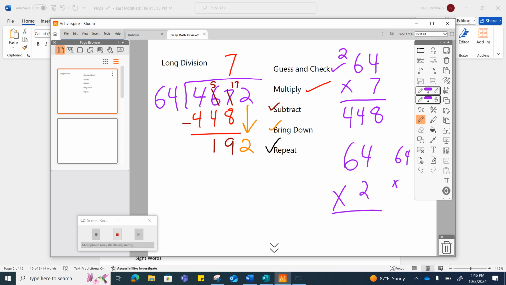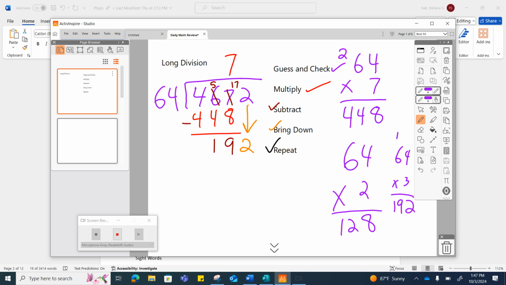So 4 times 2 is 8. 8, and 6 times 2 is 12. And if I try 3, 4 times 3 is 12. So put the 2, put 1. And 6 times 3 is 18 plus 1 is 19. So would I want to use the 2 or the 3? 3. The 3.